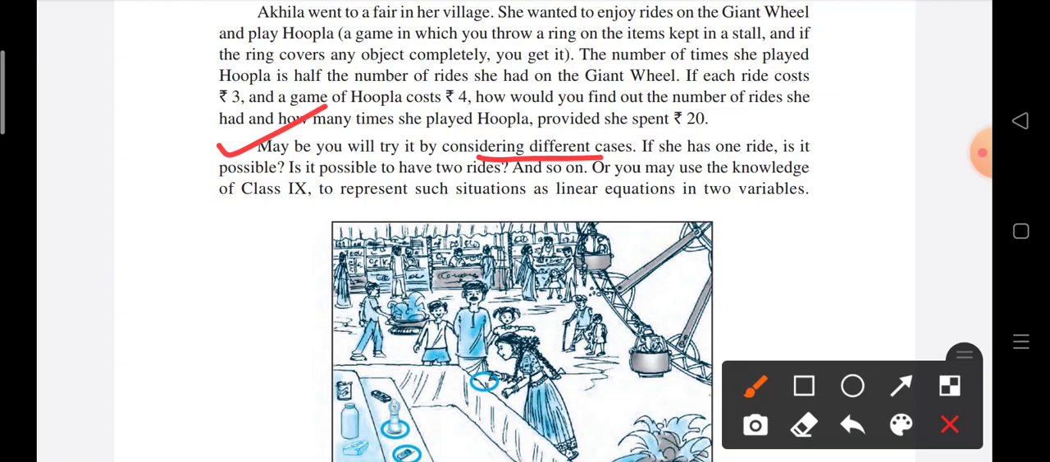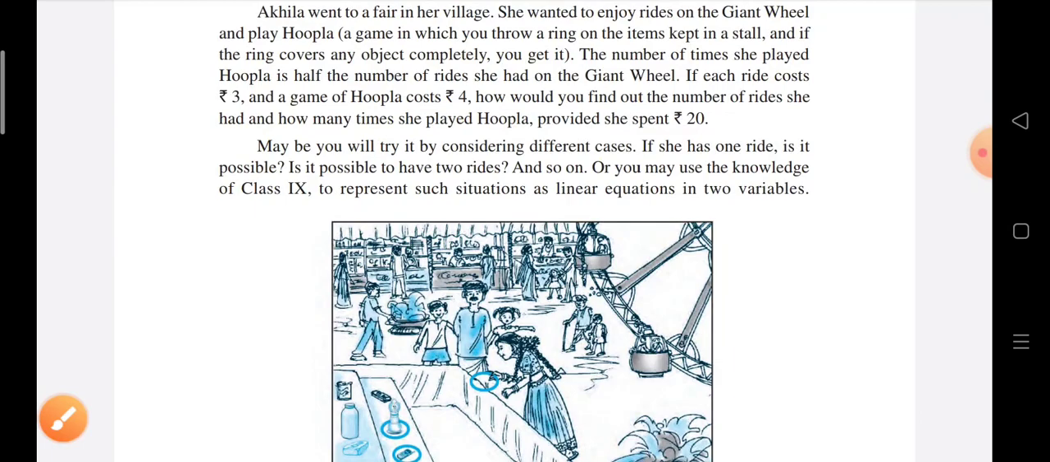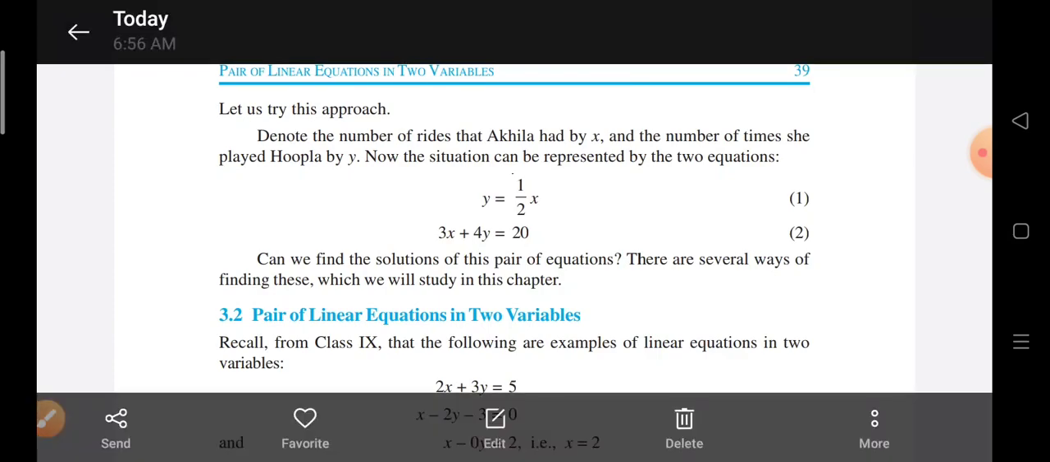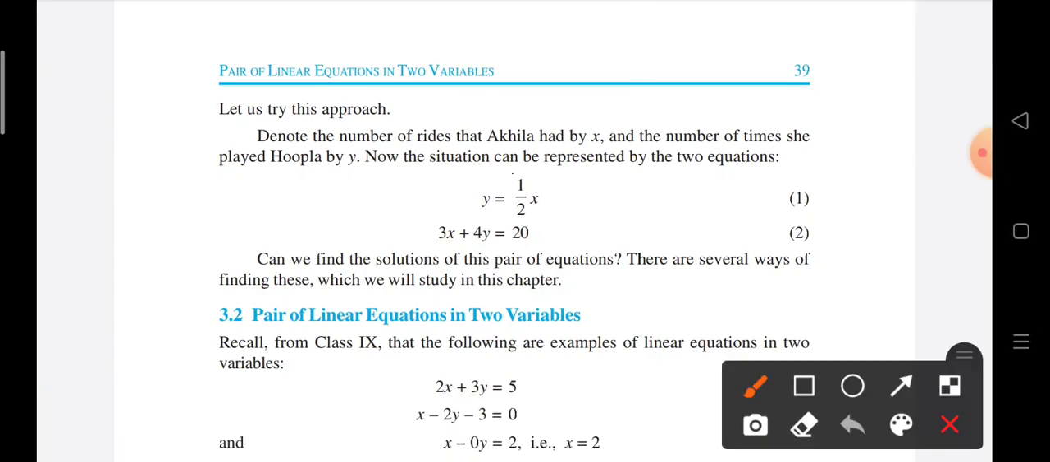Or you may use the knowledge of class ninth, in which you represent the situation as a linear equation in two variables. So let us study how we represent the following situation as linear equations with two variables. Let's use that knowledge. Let us try this approach.